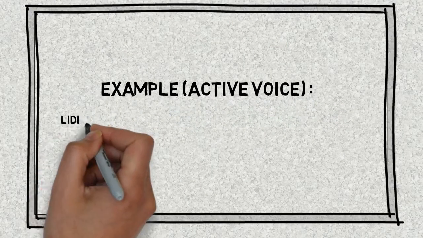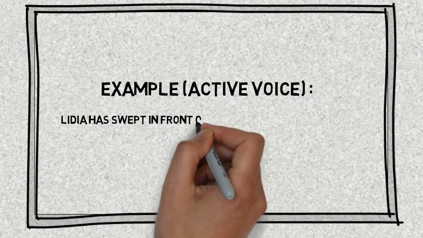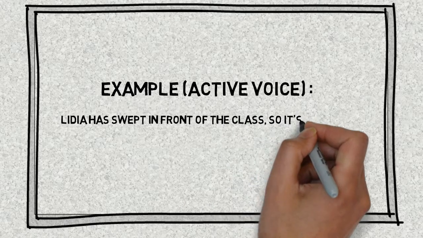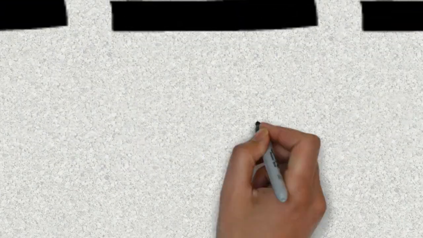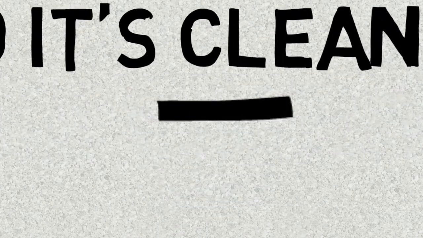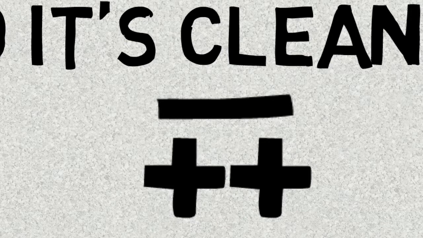Okay guys, from the video we can conclude Lydia has swept in front of the class. So it's clear now. Lydia is as a subject, swept is as the verb 3, in front of the class is as an object. So it's clear now is as an informal information.